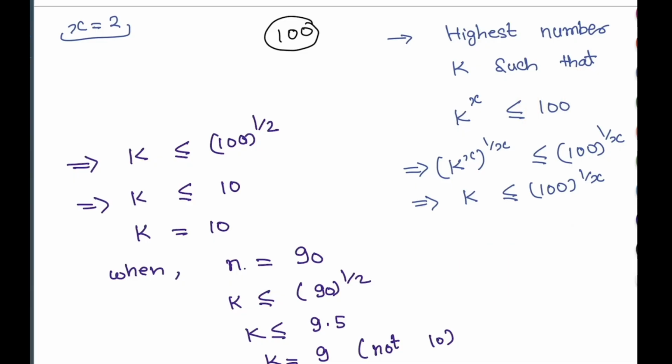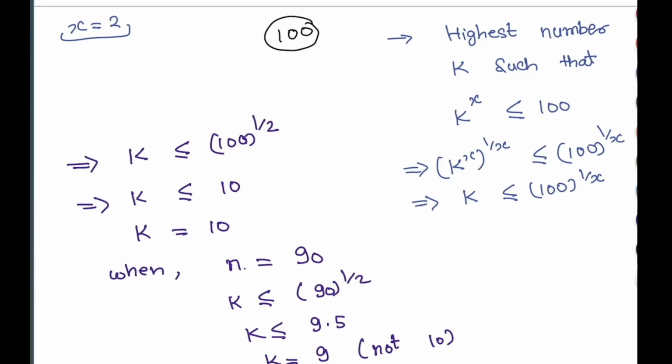Now let us try to calculate the value of k for a few values. Let us say we have to find the value of k for 100. So I can say k will be less than or equal to 100 to the power 1 by 2, because x is equal to 2. If x would have been 4, this would have been 1 by 4. So we basically want to find the value of k which should be less than or equal to 100 to the power 1 by 2. This will basically be equal to 10.